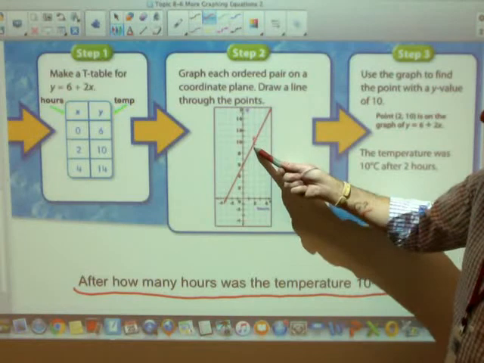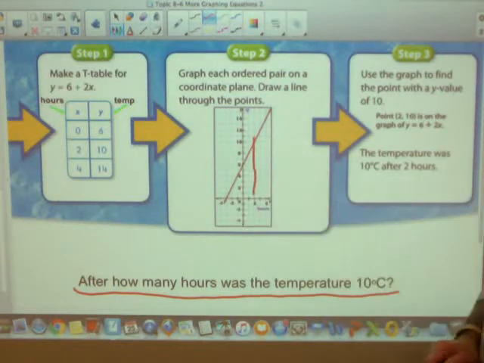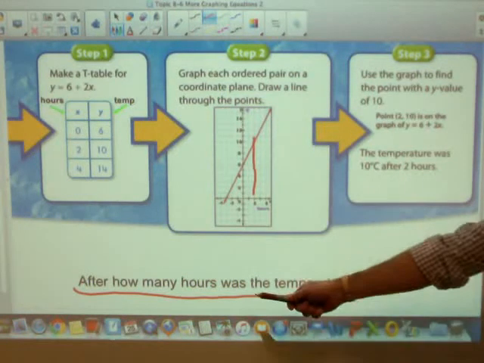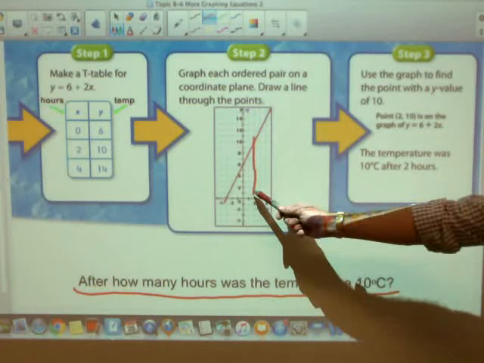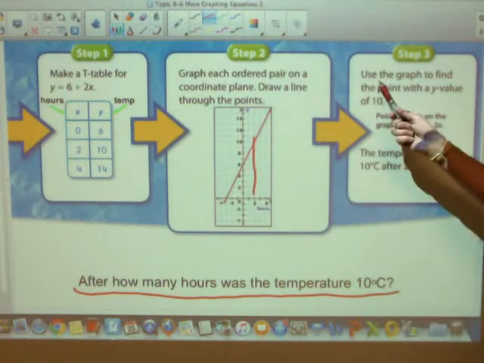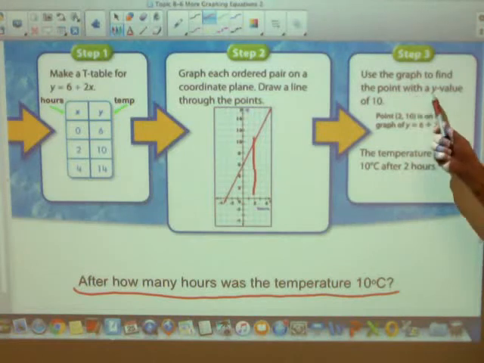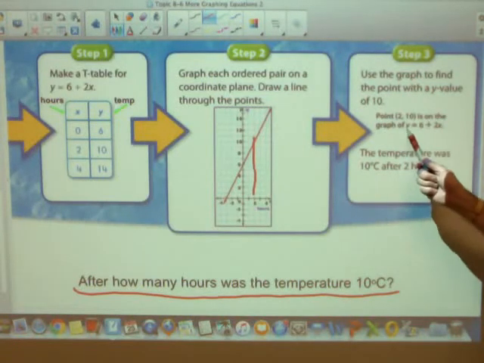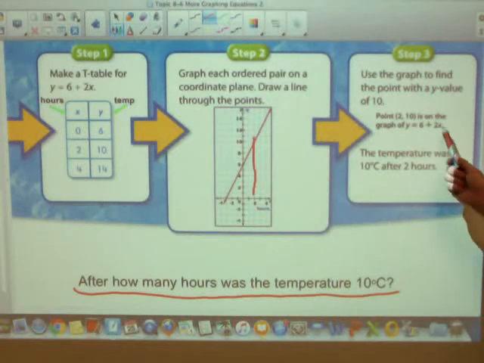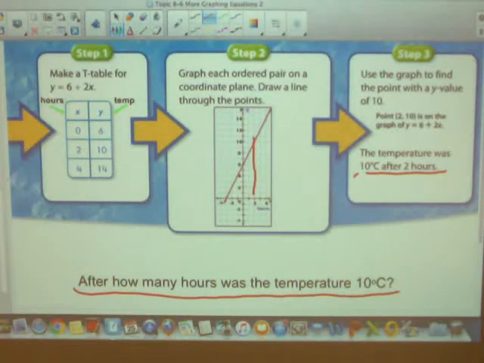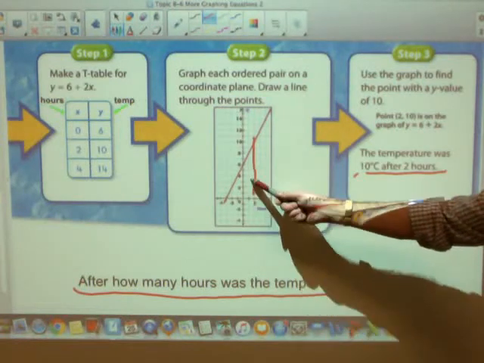We can then take that graph down and say, after how many hours was the temperature 10 degrees Celsius? At 2 hours, it was 10 degrees Celsius, all right? So use the graph to find the point with a y value of 10. Point (2, 10) is on the graph of y equals 6 plus 2x. The temperature was 10 degrees Celsius after 2 hours. So at the 2 hour point, you were at 10 degrees.